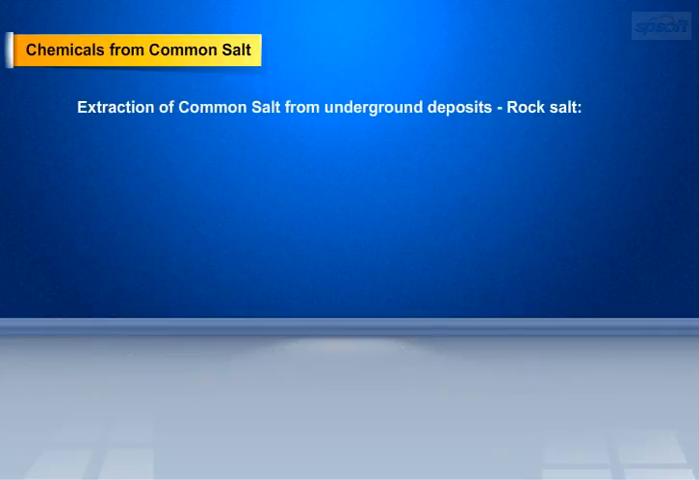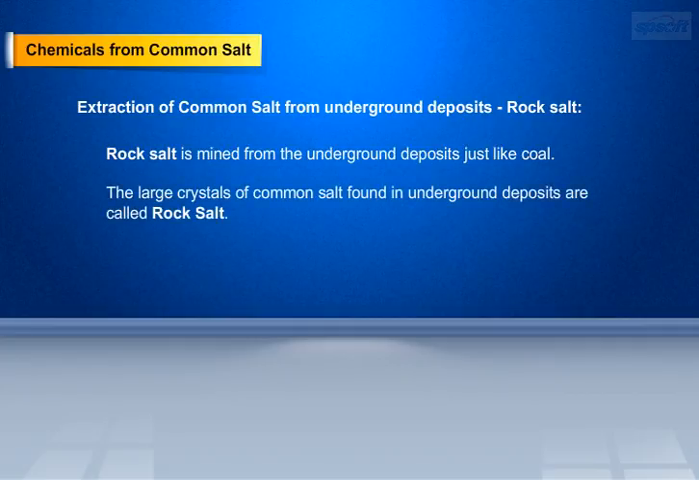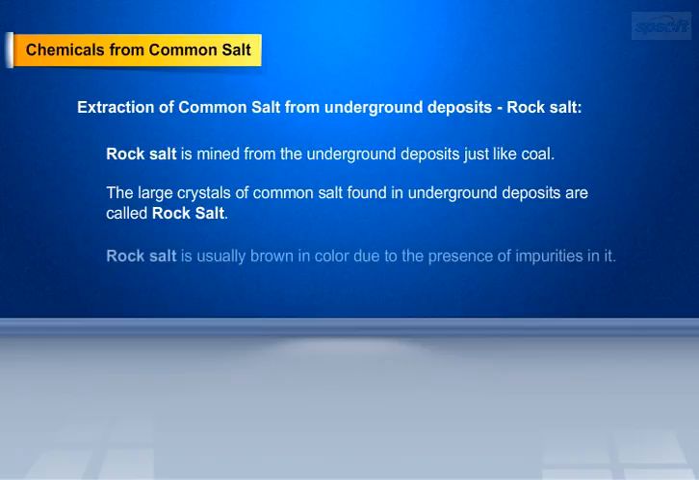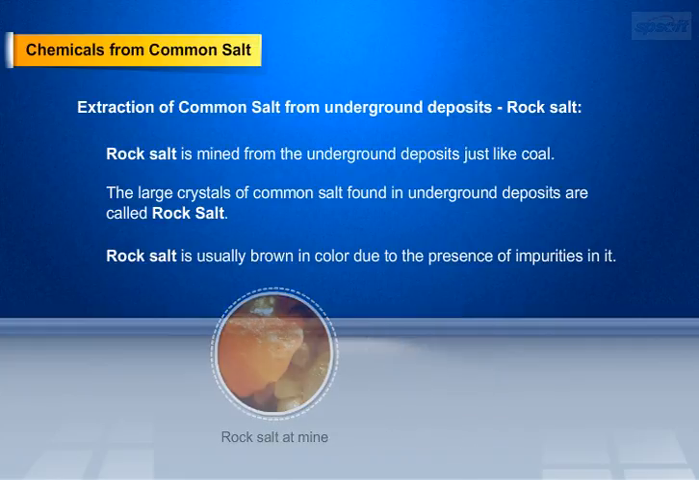Extraction of common salt from underground deposits, rock salt. Rock salt is mined from the underground deposits just like coal. The large crystals of common salt found in underground deposits are called rock salt. Rock salt is usually brown in color due to the presence of impurities in it.